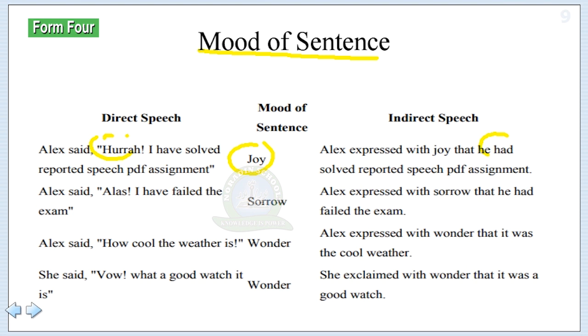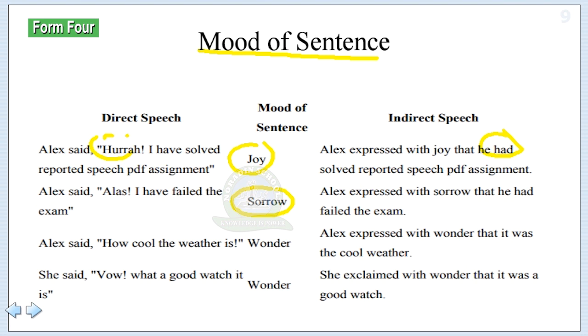Okay, like I said, alas, I have violated the exam. I have violated the exam. This is sorrow. The mood is sorrow. So we're going to change this one. Alas expressed with sorrow that he had violated the exam. So this is present perfect tense. We're going to change into past perfect tense.